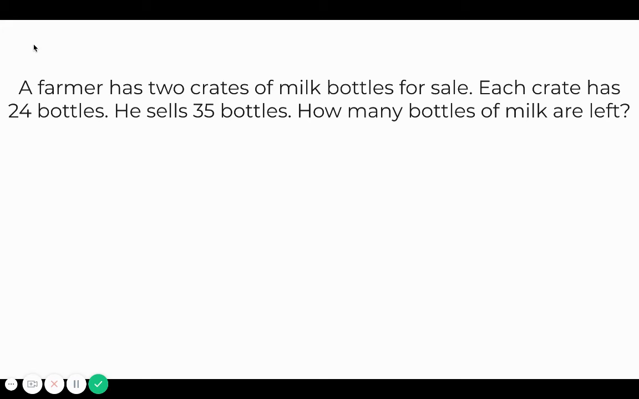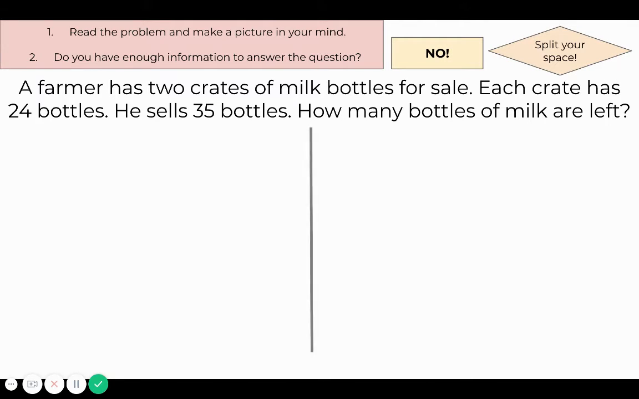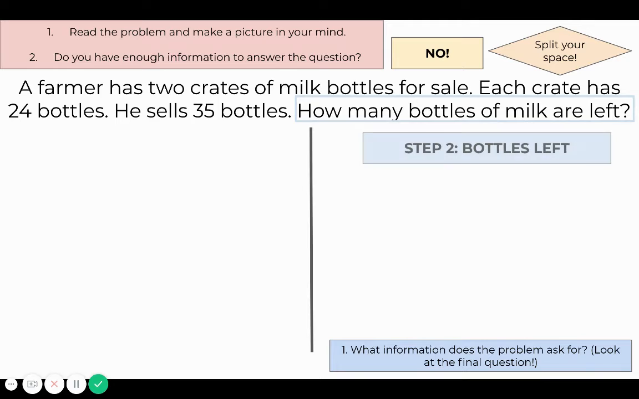Some of you solved the same problem using the two-step method and splitting up your workspace. So let's go ahead and look at what that would look like. First, we need to figure out what information the problem asks for by looking at the final question, how many bottles of milk are left? Okay, so we know that step 2 will be solving for bottles left.